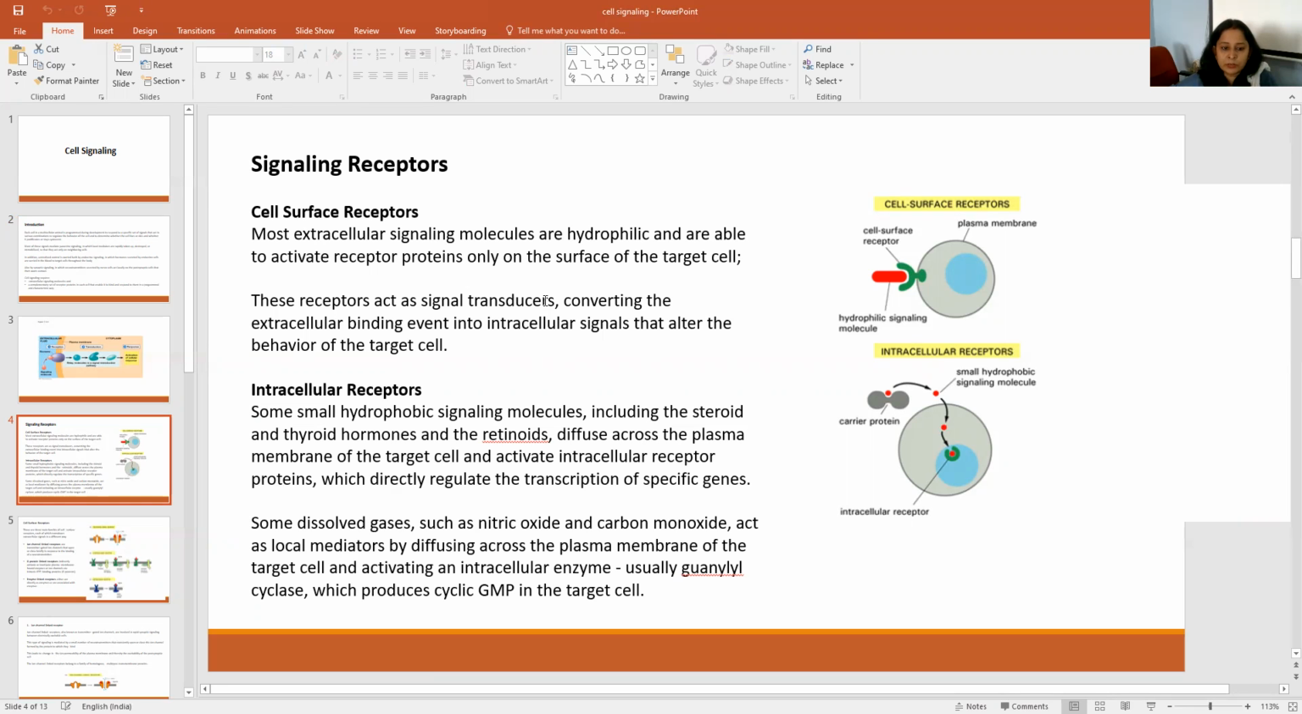Generally, the signaling molecules that are involved with the intracellular receptors are small hydrophobic signaling molecules, including the steroid hormones, thyroid hormones, and the retinoids. These diffuse across the plasma membrane of the target cell and activate intracellular receptor proteins, which directly regulate the transcription of specific genes. Some dissolved gases such as nitric oxide and carbon monoxide also act as local mediators by diffusing across the plasma membrane of the target cell and activating an intracellular enzyme.